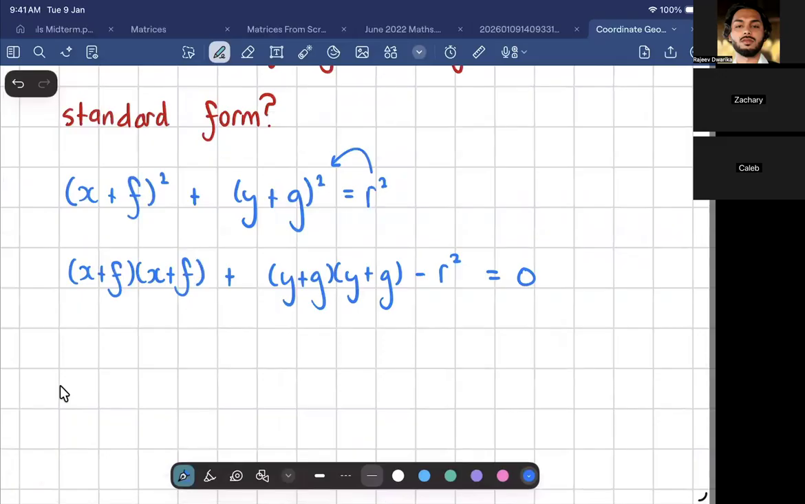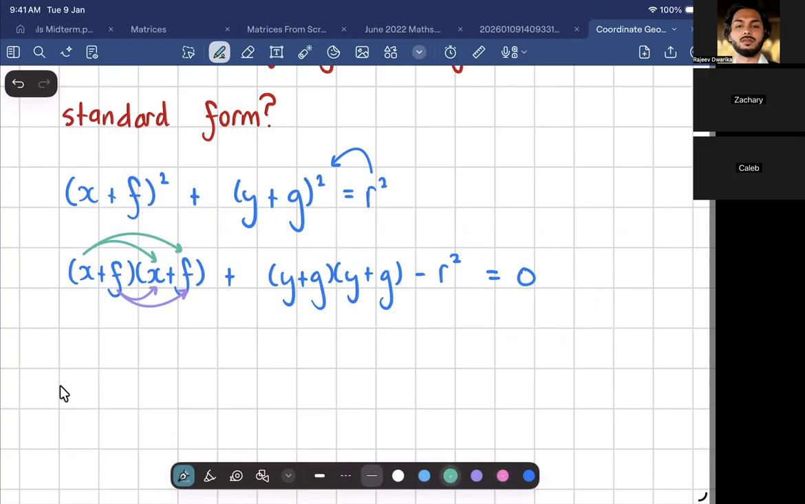All right. Let's expand the brackets. To expand the brackets, you're going to take the first term in the first bracket and distribute that across all the terms in the second bracket. After you do that, you take the second term and distribute it across all the terms in the second bracket, like so. You're repeating the same process for the y plus g. This process is called binomial expansion.